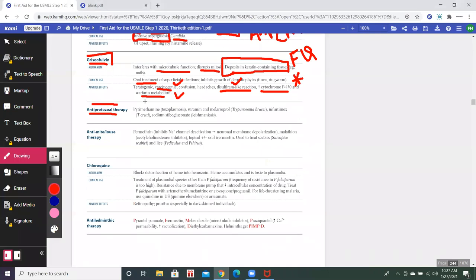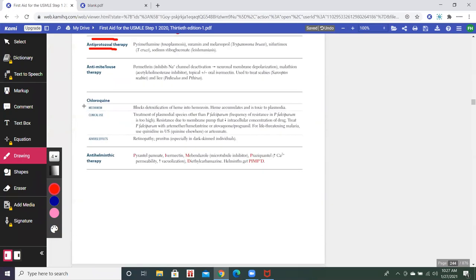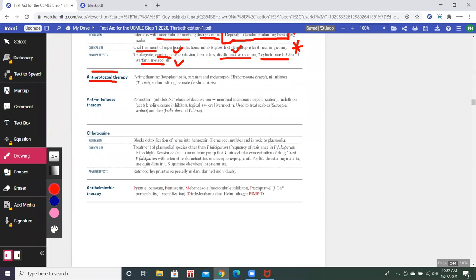Okay, antiprotozoal therapy. These are the drugs that we prescribe to make sure that we do not have flarings of protozoal or parasitic infections. Now, these are mainly the drugs that we use for helminths, and then we have drugs which are used for scabies, and then we have drugs which are used for cestodes, nematodes. So those are the antiprotozoals. Antiprotozoals are tested very specifically. Okay, not a lot of antiprotozoals are tested. So you have pyrimethamine, suramin, and melarsoprol.